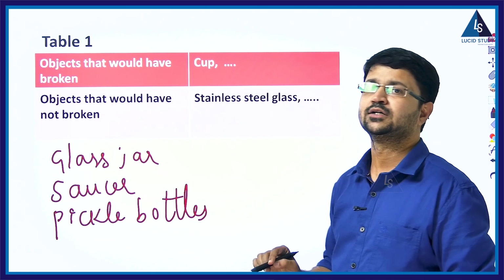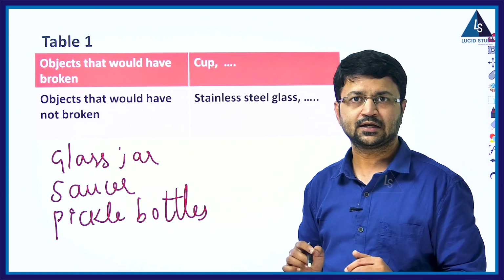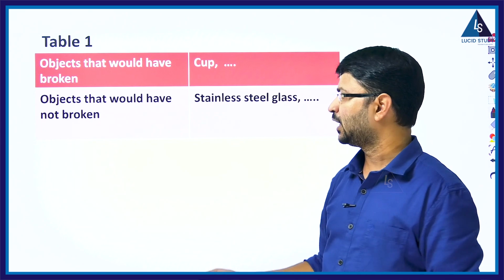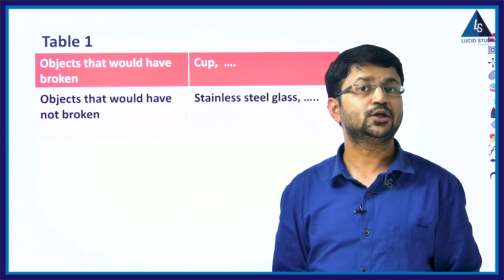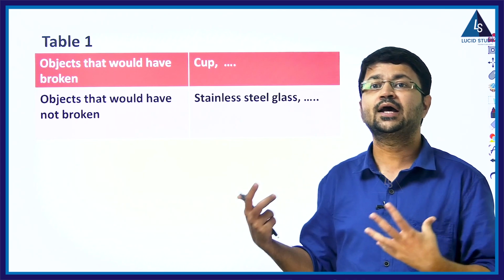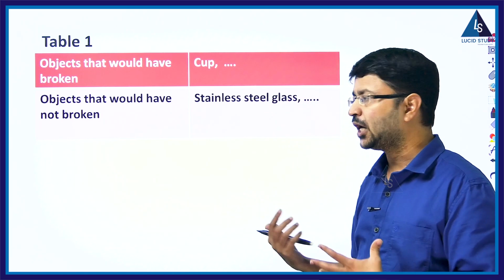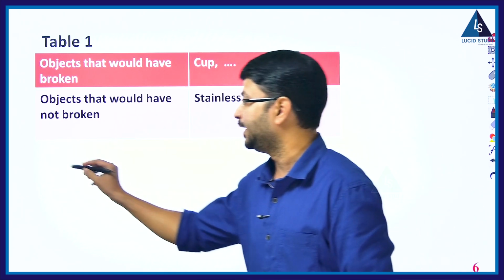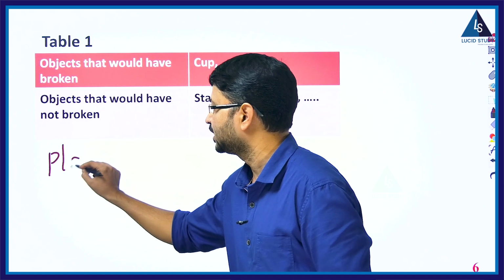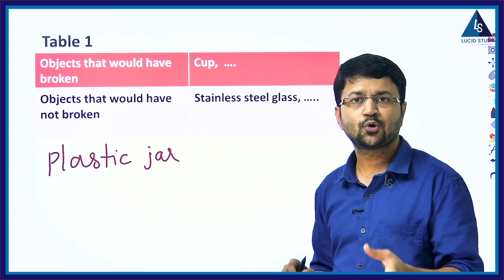Pickle bottles. So these kinds of things have broken. Is it clear? Now let us see about the objects that would not have broken. So here we are simply thinking and writing. Which objects have not broken? We can write plastic bottles. Is it clear? Any plastic jar, plastic bottles have not broken.